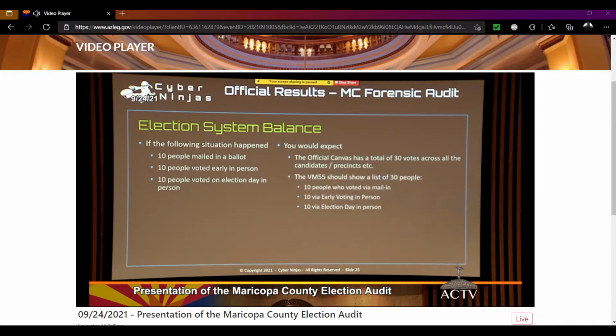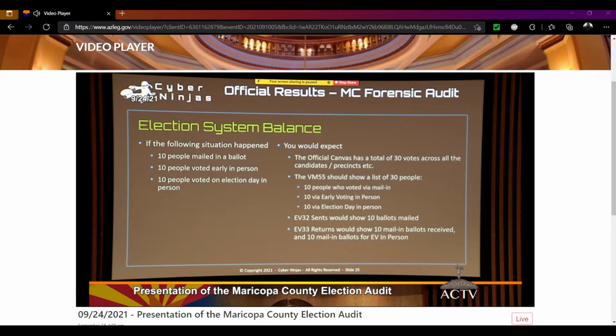You would also expect that if you went to your VM55 file, you should see 10 people who voted via mail-in because it has different codes based on that. You should have 10 people who voted in person and 10 people who voted on election day, and every single one of those entries should have the name and address associated with the person that matches up with their voter rolls. Likewise, you would expect that your EV32 would only have 10 ballots mailed in it because that was what was sent out. And your EV33 should have 10 people in it from the mail-in ballots and 10 people from the actual early vote in person, for a total of 20. This is what you would expect in a balanced system.